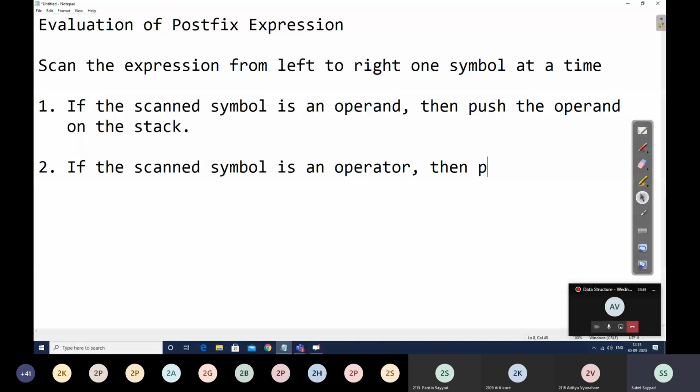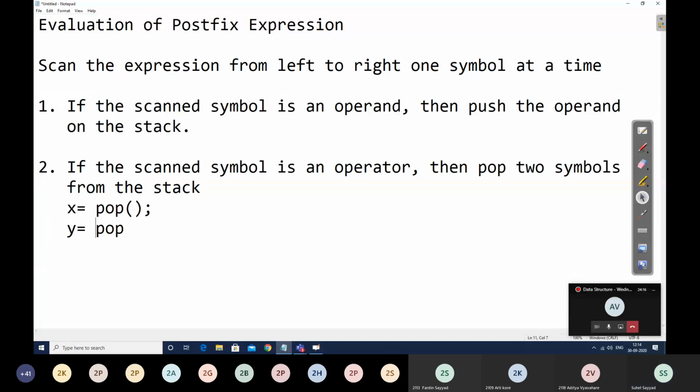Now, when we do popping of 2 symbols, assume that this pop is written in this way. Say for example, this is my first pop and this is my second pop. What it is indicating in the algorithm? X is equal to pop, that is my first pop operation. Y is equal to pop is my second pop operation. X represents the element which is getting popped the first time. Y represents the element which is getting popped the second time.